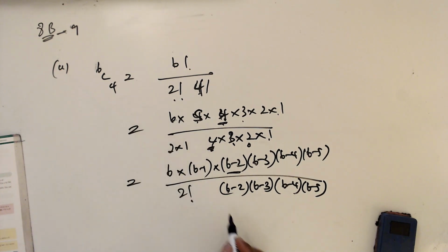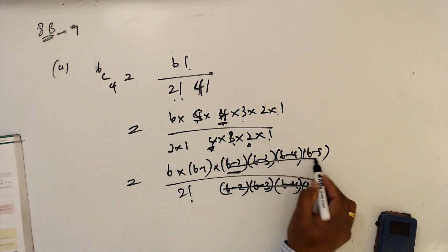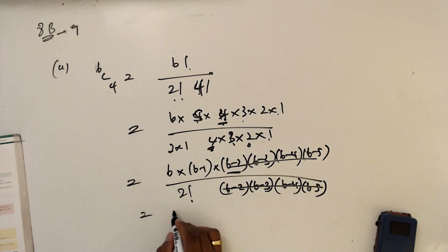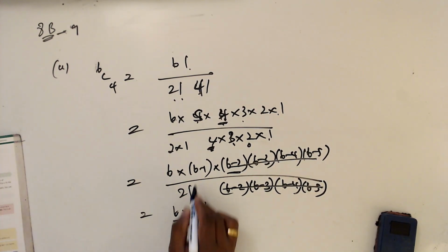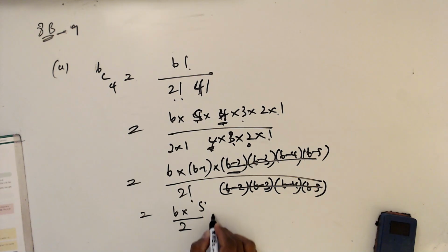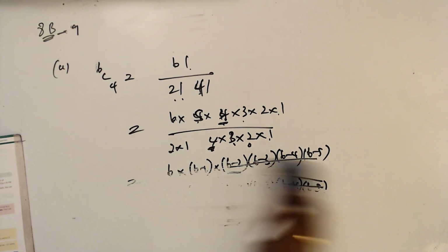There is no half factorial. Now you can see that this whole set cancels out. And this is 6. This is 5. 6 minus 1, 5. And this is 2. So the answer is 15. The same thing we are doing here.